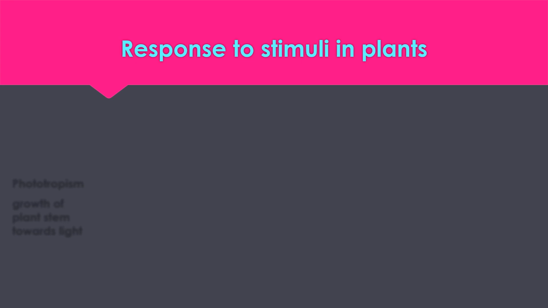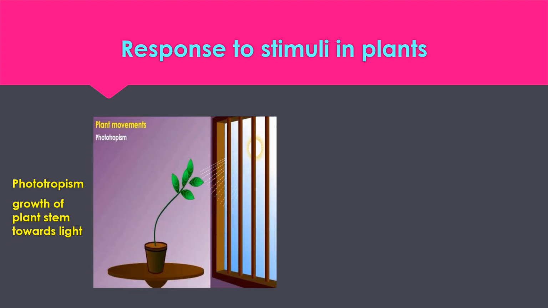Response to stimuli in plants. Phototropism, the growth of plant stem towards light. Here, light is acting as the stimulus and bending of plant towards light is the response. So light acts as a stimulus and bending is the response. So plant is showing some response to stimuli.